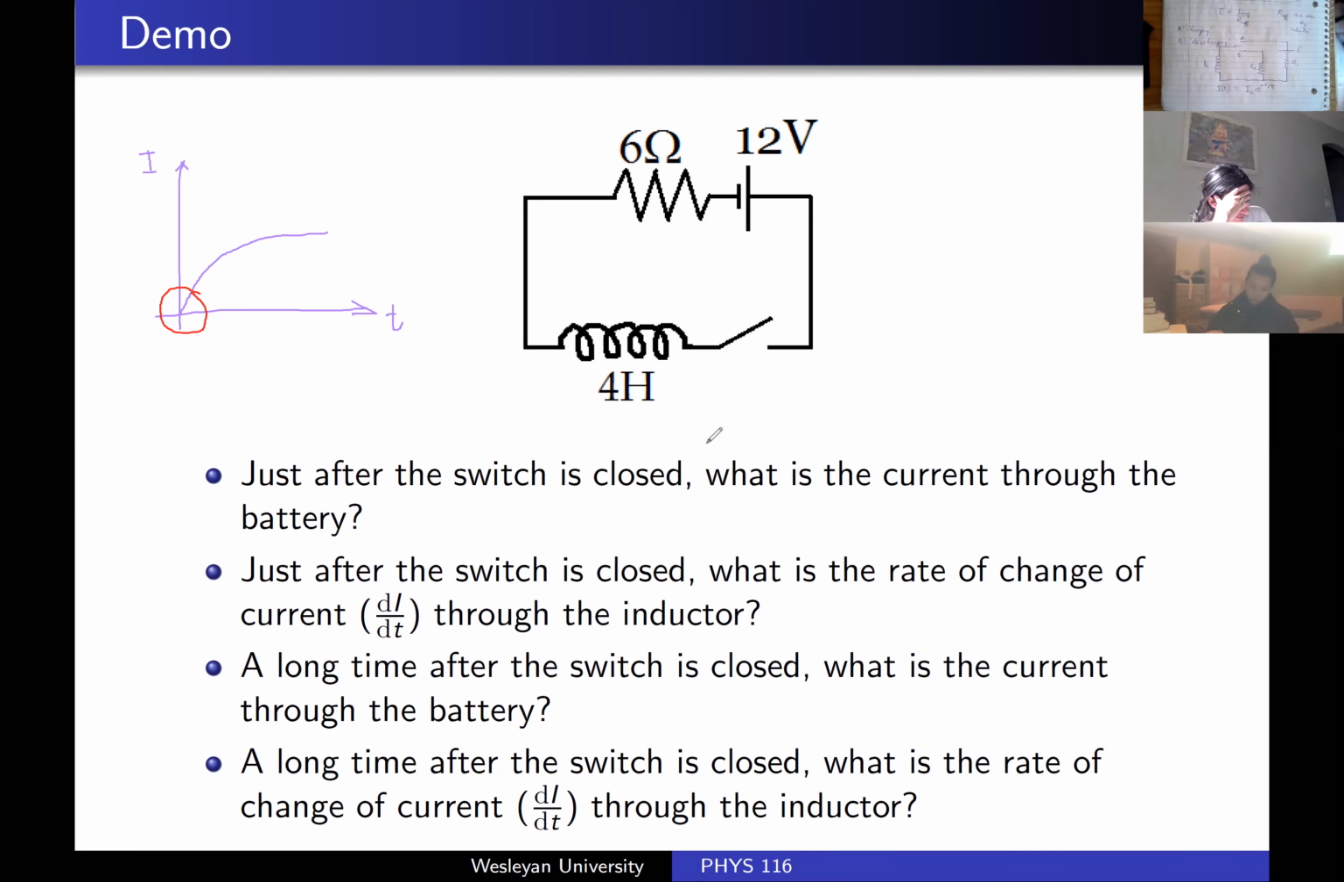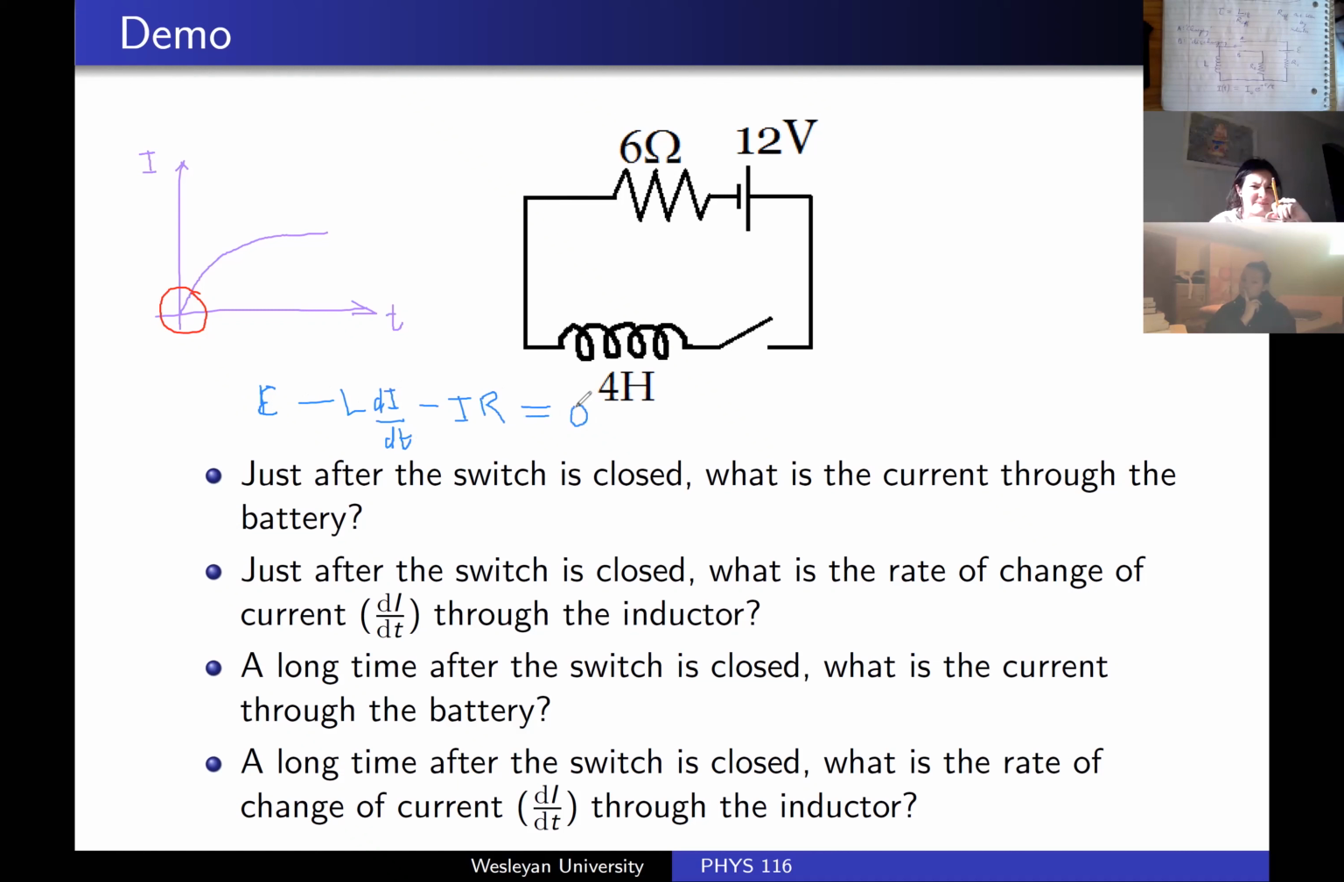So let's figure that out. For that, we do a loop rule. I'll go around. We'll first cross the battery. Okay, first let me write it in symbols. So we have E, then we cross the inductor in the direction of the current, so I have minus L di over dt. And then I cross the resistor, so I have minus IR, is equal to 0.